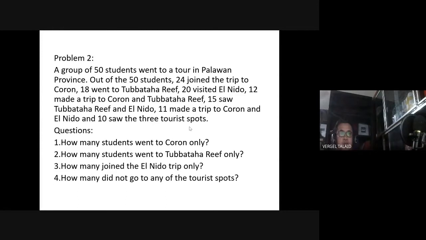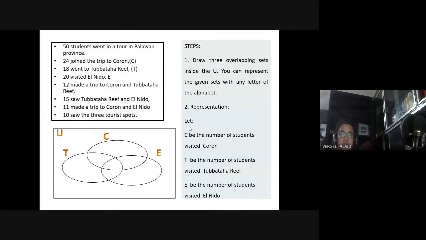So before we solve this problem, let us try to get all the given first. Based on the given problem, 50 students went on a tour in Palawan province. This is the first given. Then 24 joined the trip to Coron, 18 went to Tubataha Reef, 20 visited El Nido, 12 made a trip to Coron and Tubataha Reef, 15 saw Tubataha Reef and El Nido, 11 made a trip to Coron and El Nido. Then 10 saw the 3 tourist spots.